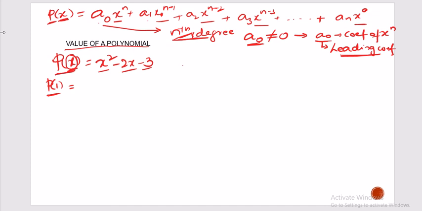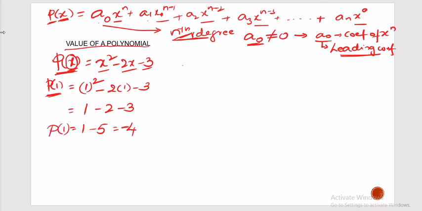So instead of x, I have 1. The same way, on the right hand side also we have to do the same thing. Instead of x, I need to replace 1. So 1 square minus 2 into 1 minus 3. Then what do I get? 1 minus 2 minus 3, so 1 minus 5, which is nothing but minus 4. So the value of the polynomial at x is equal to 1 is minus 4. So p of 1 is equal to minus 4.